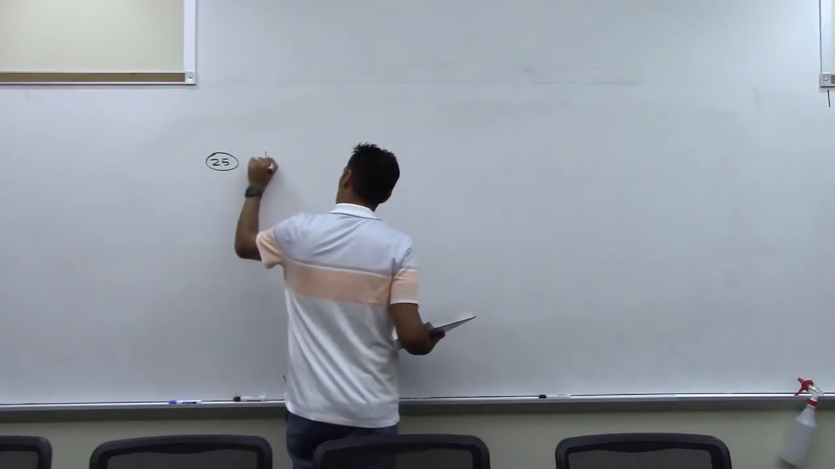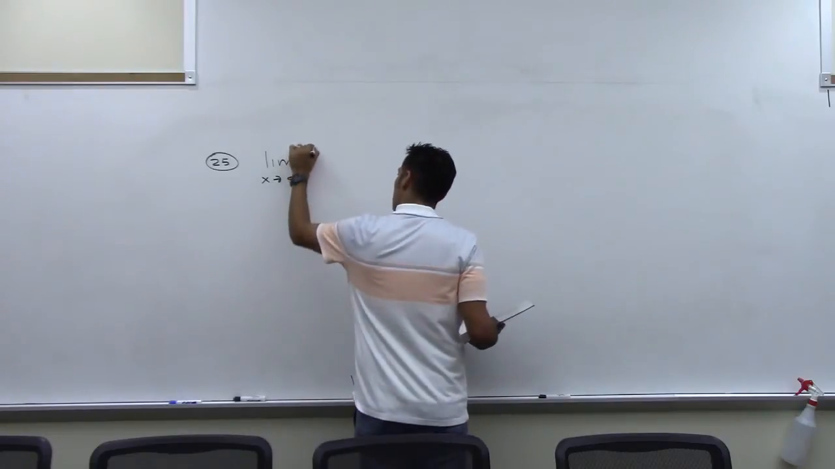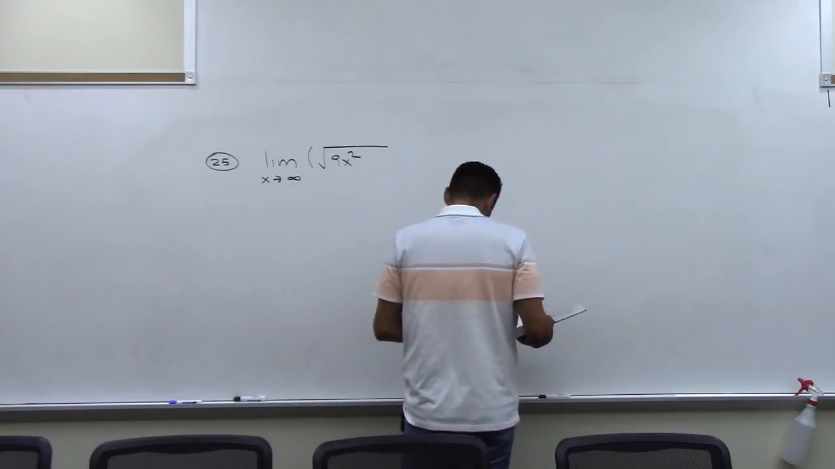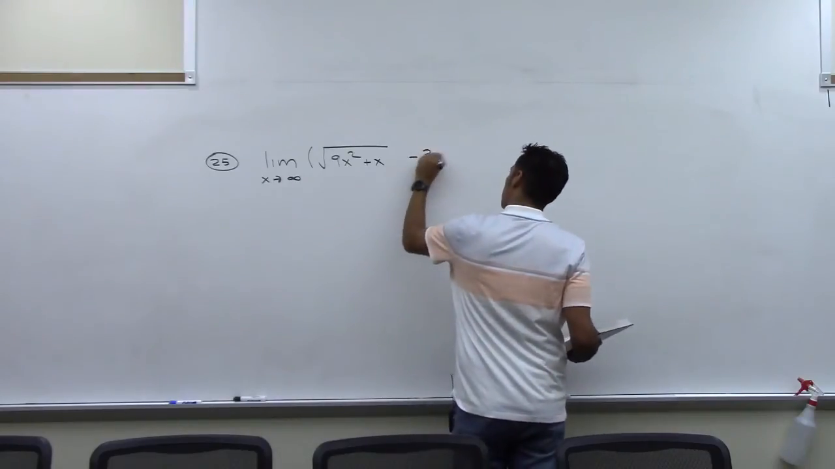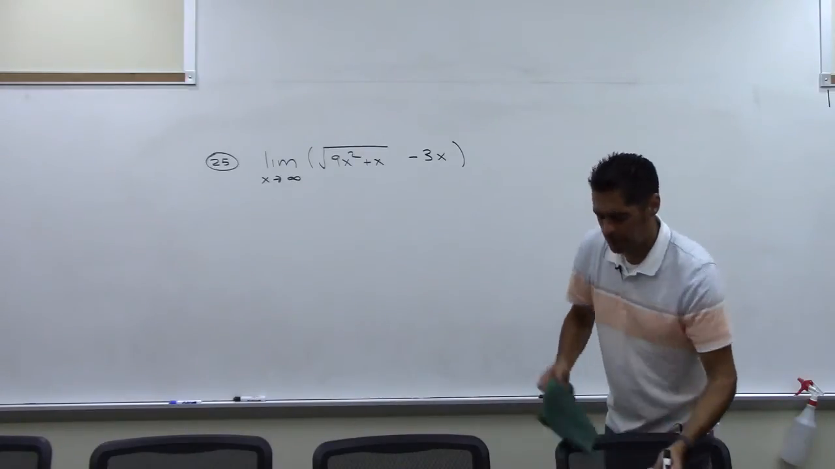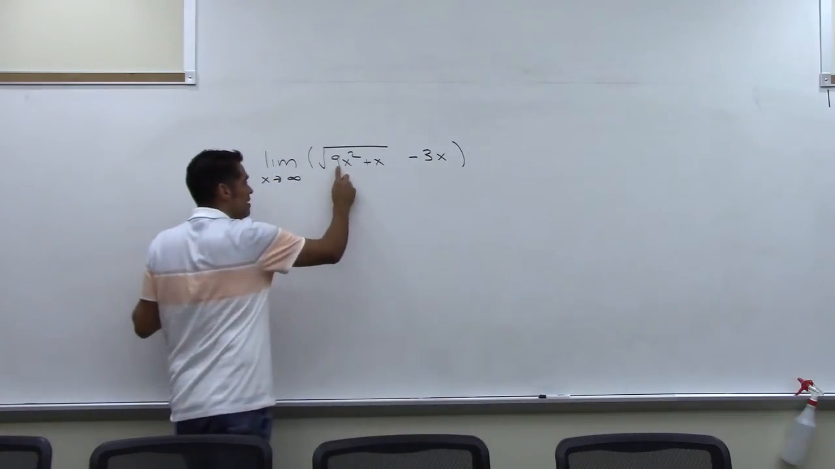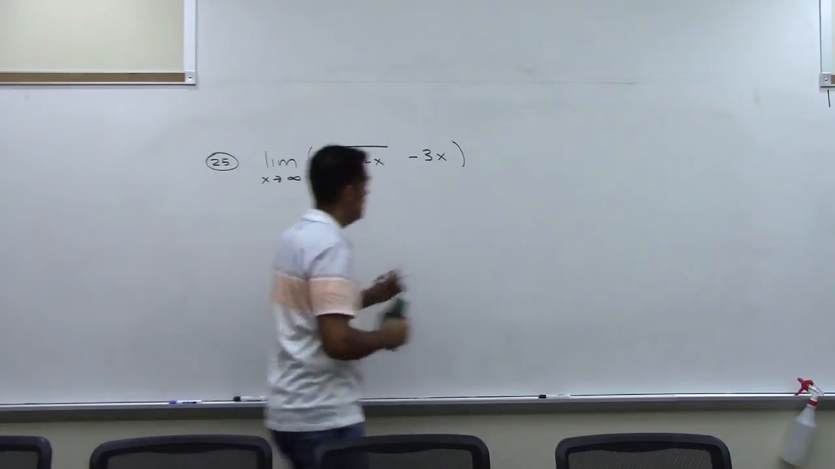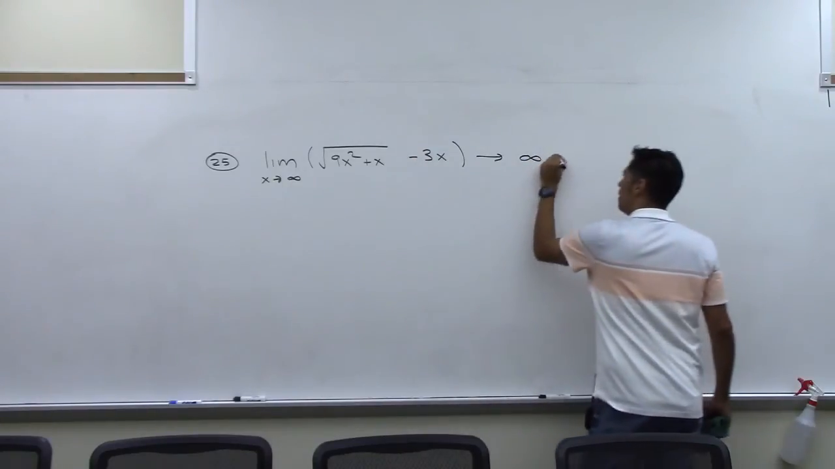So we have the limit as x goes to infinity of the square root of 9x squared plus x, minus 3x. All right. Now, in this particular problem, if x goes to infinity, this is infinite times 9, it's still infinite, plus infinity is infinite, square root of infinity is infinite. So this whole thing is infinite. So we have infinity minus 3 times infinity, which is infinity.